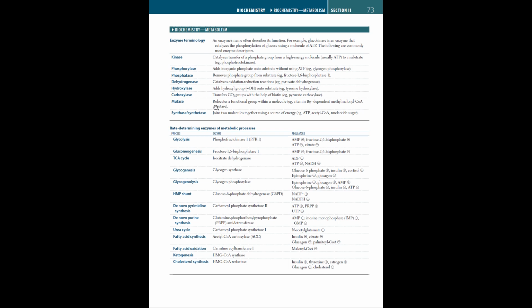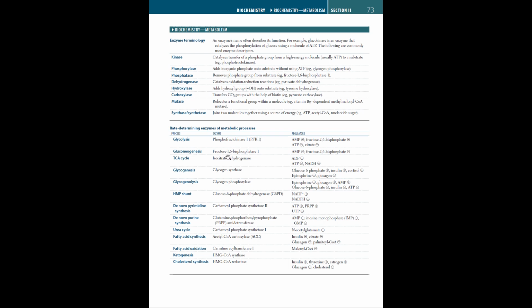Now, mutase relocates a functional group within a molecule. For example, vitamin B12 dependent methylmalonyl-CoA mutase. Synthase or synthetase joins two molecules together using a source of energy, usually ATP. Now we have the rate-determining enzymes of metabolic processes. So the process of glycolysis, the enzyme is phosphofructokinase 1, and this is the rate-determining enzyme in this process. And the regulators are AMP and ATP.